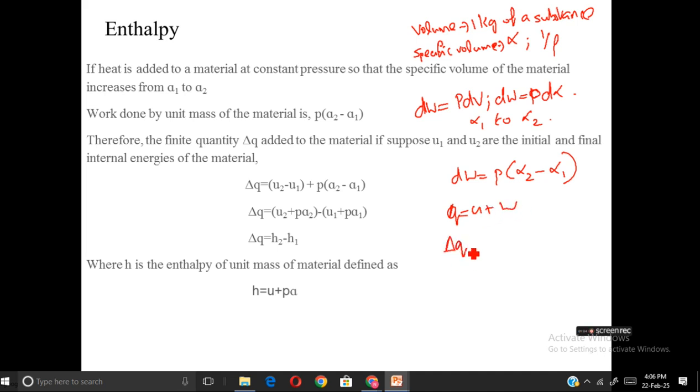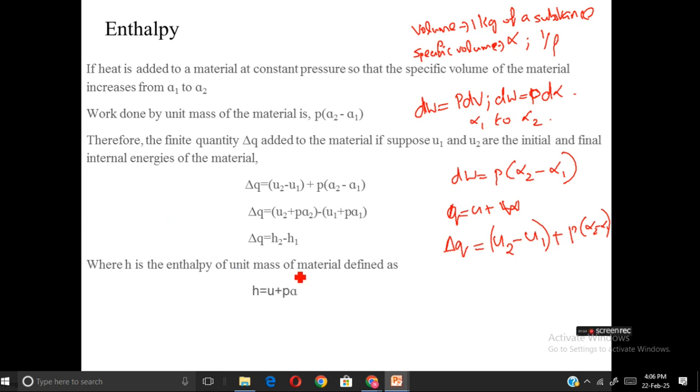So delta Q can be written as follows. If we supply heat Q to the system, the internal energy will change from U1 to U2, so it will be U2 minus U1, plus the work, which changes from W1 to W2, or P into alpha 2 minus alpha 1. So delta Q is equal to U2 minus U1 plus P into alpha 2 minus alpha 1.